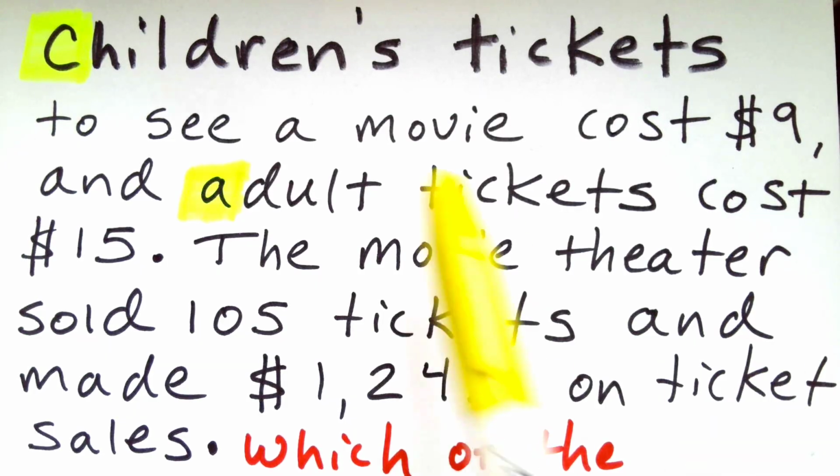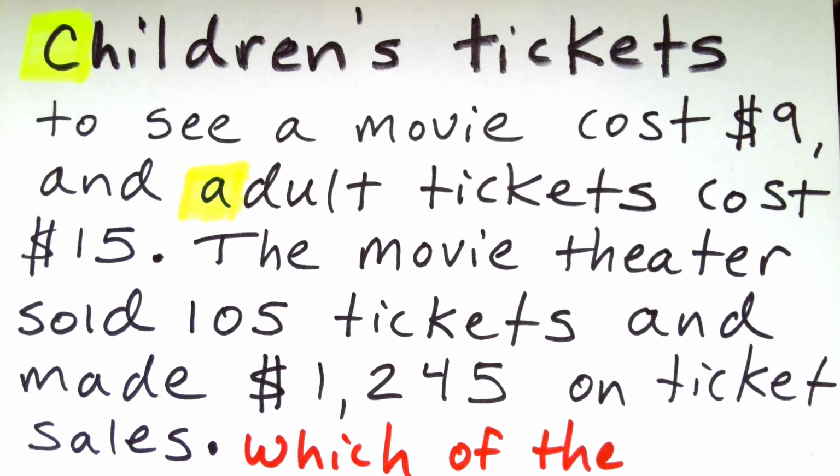So I'm going to do that again, read it twice. So children's tickets to see a movie cost $9 and adult tickets cost $15. The movie theater sold 105 tickets and made $1,245 on ticket sales. So if you have to read it 3 times, go ahead and do that as needed.